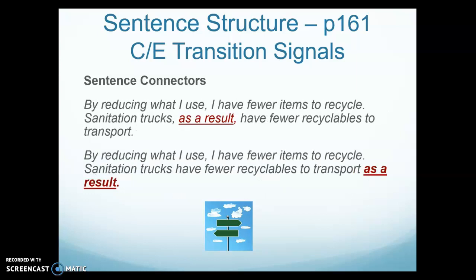Let's take a look at that. By reducing what I use, I have fewer items to recycle. Sanitation trucks, as a result, have fewer recyclables to transport. And we can move it to the end. By reducing what I use, I have fewer items to recycle. Sanitation trucks have fewer recyclables to transport as a result. You notice again, in the second one the connector is in the middle, and in this one it's at the end, but they both link the second sentence to the first sentence.